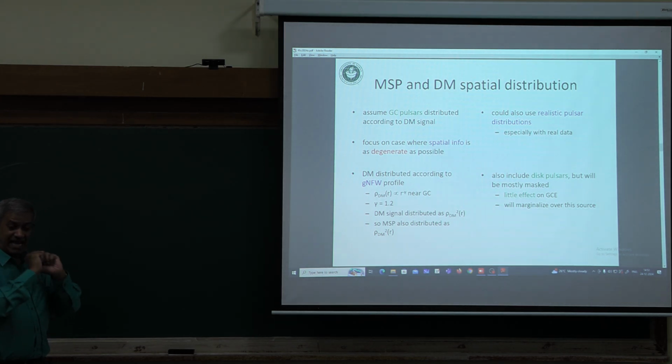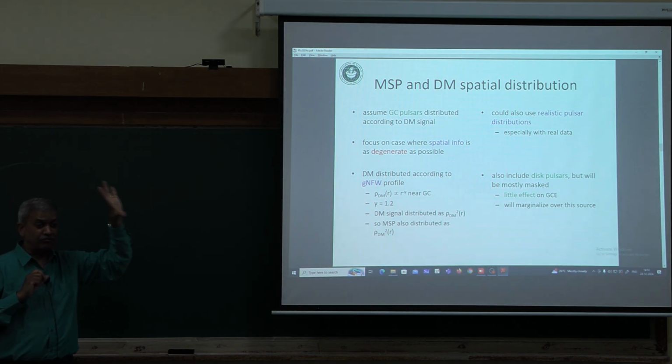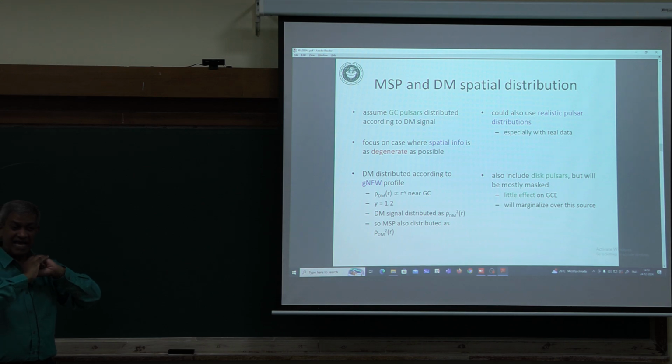But what I want to see is, let's say I can't use that as a handle. I can't say that the pulsar spectrum looks different from the dark matter spectrum. They just look as close as possible. Can I still use the spectral information to tell the difference? That's the idea of this.